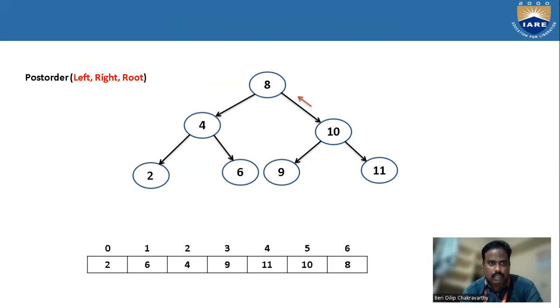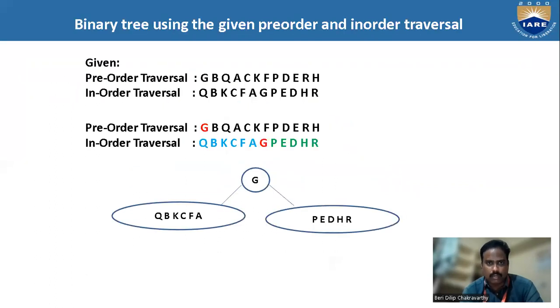So in this way I am traversing my tree. Either I may use in order traversal, pre-order traversal, or post-order traversal. I hope it is clear to all.